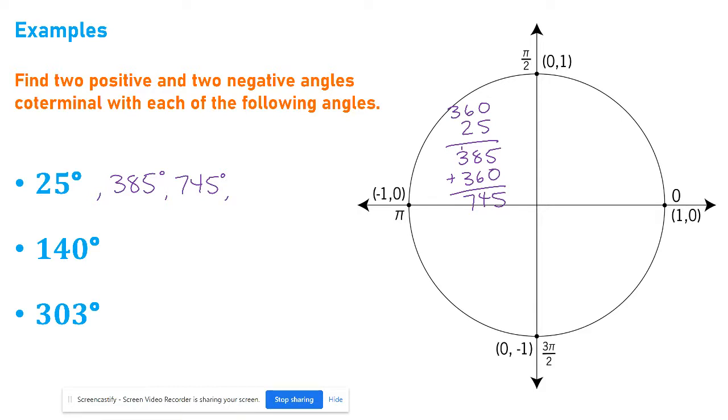Then do the same thing with subtraction. Take 25 minus 360. Again, I write that as 360 minus 25 and then make my answer negative. So I get negative 335 degrees. And then subtract 360 again. When you have a negative minus a negative, the easiest way to do that, I think, is just add the numbers together and make your result negative. So you get negative 695 degrees.